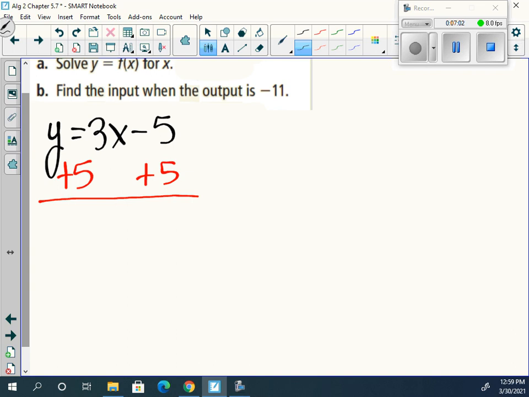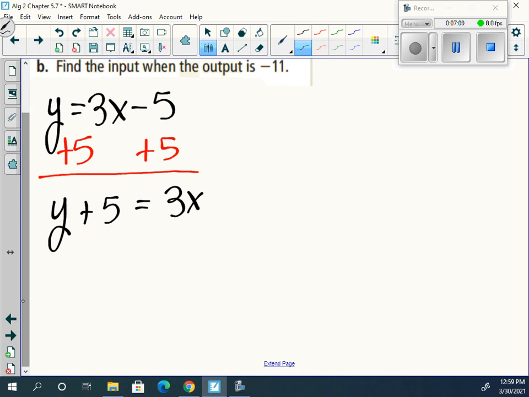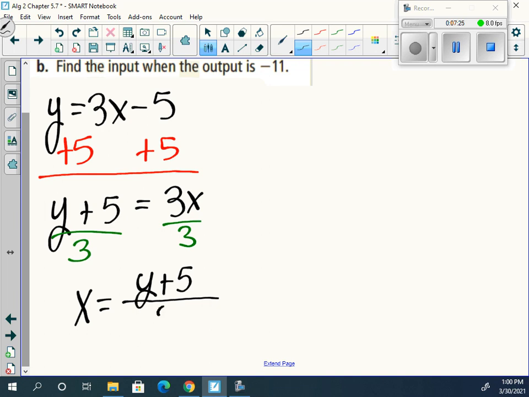If we add 5 to both sides, we have y plus 5 equals 3x. And then divide both sides by 3. We get x is equal to y plus 5 divided by 3. And we've solved it for x.